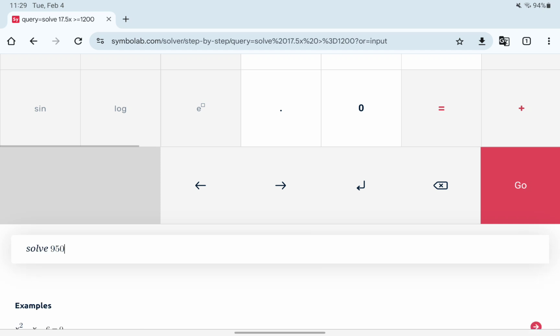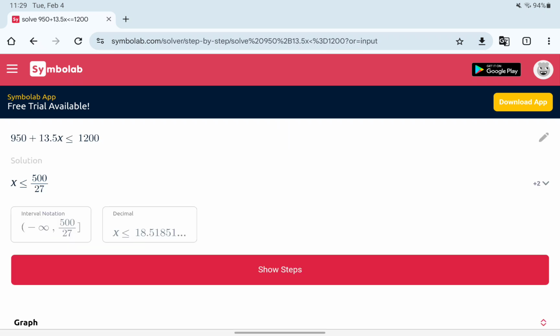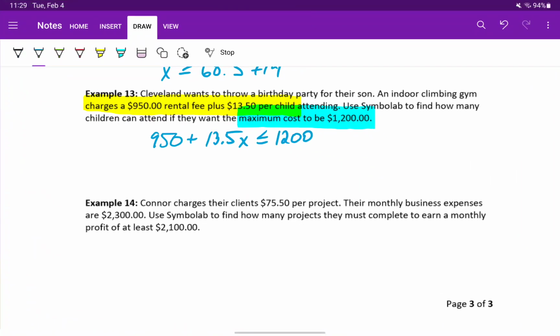So we'll solve that expression, set to be less than or equal to $1,200, and we get x must be less than 18.5185. Translating that again into practical terms, that means that they can invite at most 18 kids. Because if they got up to 19, then they'd be exceeding that budget limit that they've got in place.